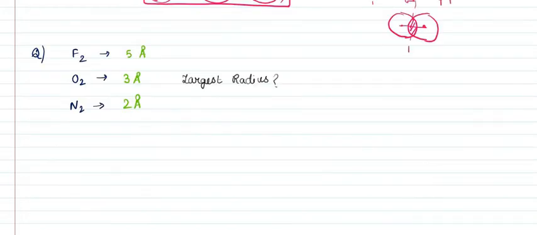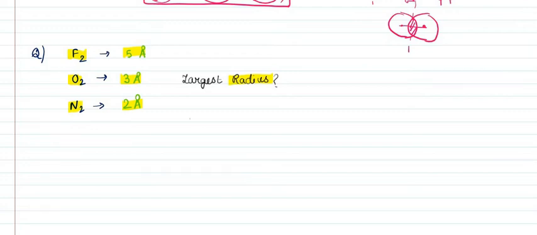Now it's time to check your concepts, right? So we have given here fluorine F2. The distance between the two fluorine nuclei is 5 angstrom. For oxygen it is 3 angstrom. For nitrogen it is 2 angstrom. So which atom should have the largest radius? Think about it, pause the video, think about it, and then tell.